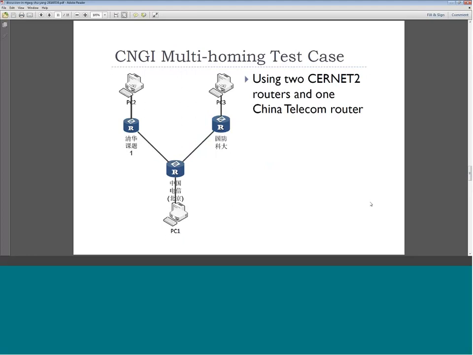SNET2 is going to test it with 2 SNET2 routers and 1 China Telecom router. Next slide, please.